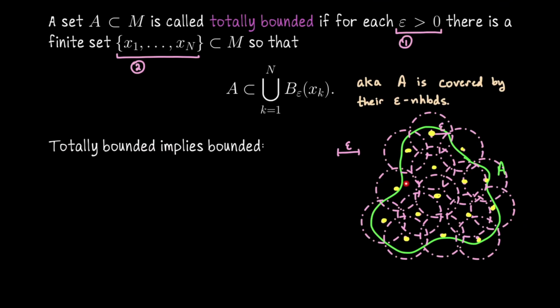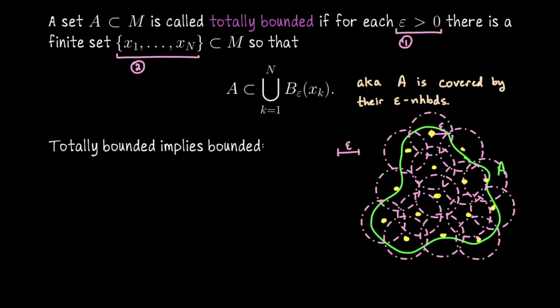Here I was able to construct a finite covering of this set with neighborhoods of this radius, but had we worked with a smaller radius, we could have done something similar. So this set A actually is totally bounded. Whenever a set has this property that for any positive choice of radius that you make, you can then find a finite set of center points so that A is covered by their epsilon neighborhoods, then we say that set is totally bounded.